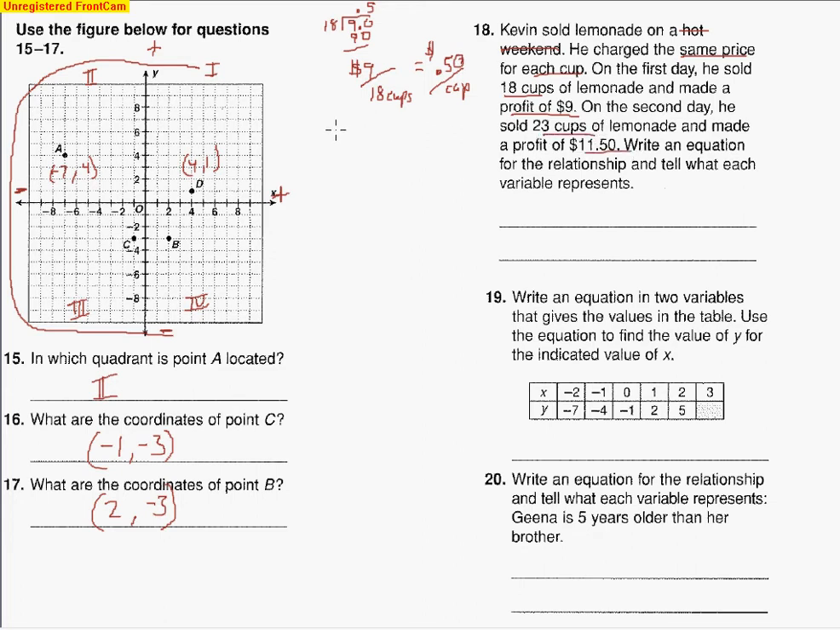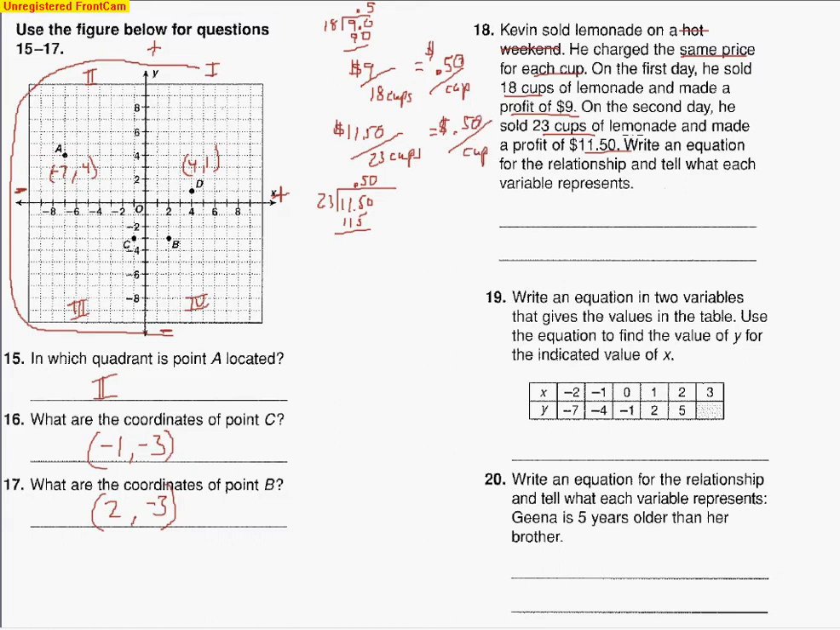Okay, let's try that one out. So $11.50 per 23 cups. When I do the division, 23 goes on the outside, 11.50 goes inside. Bring the decimal point straight up. 23 times 5, let's see what that makes. 115. So there it is, 0.50. So the same amount. You see how those are equal amounts. So he's charging 50 cents for every cup.